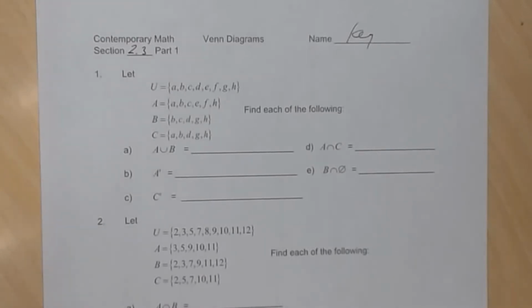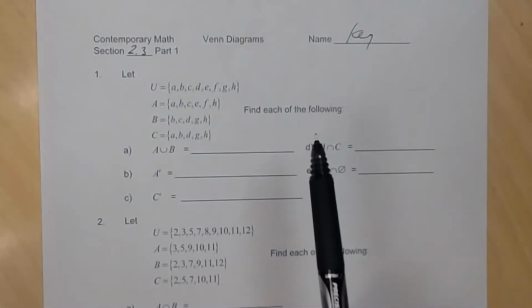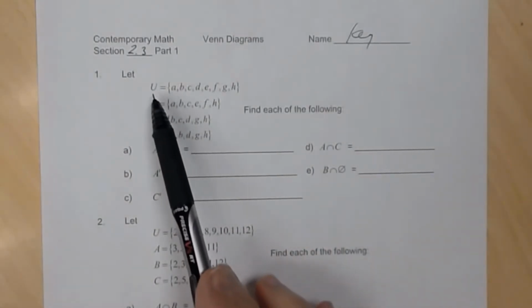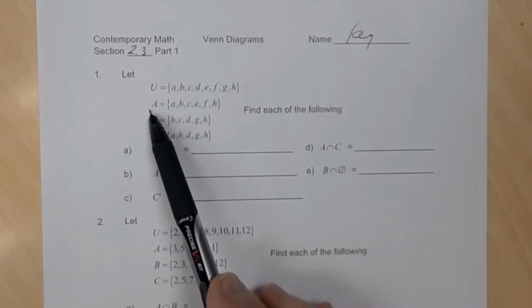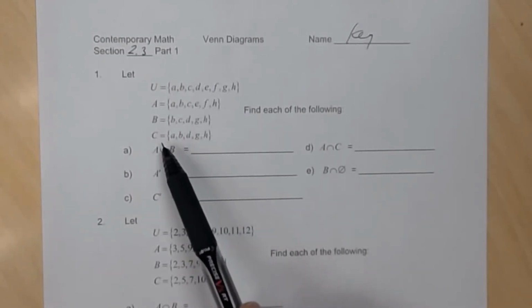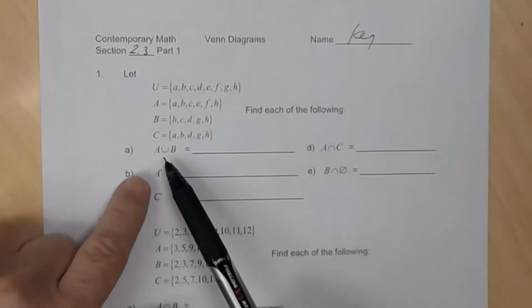This is a key to Worksheet 2.3 Part 1, and in this case you're dealing with Venn diagrams. So here's your universal set. The universal set consists of all these elements. This is set A, set B, set C. Okay? And so in Part A, they want you to find A union B.